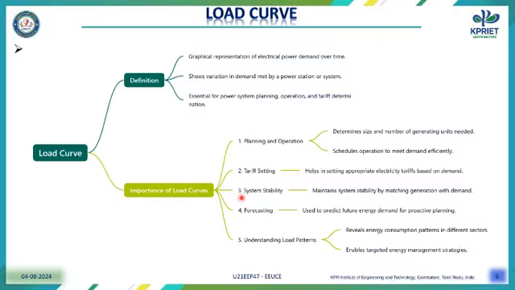The third important thing in the load curve is system stability, in order to maintain a stable system by matching generation with the demand. The fourth one is forecasting, used to predict future energy demand for proactive planning. And the fifth one is understanding load patterns, which reveals energy consumption patterns in different sectors and enables targeted energy management strategies.